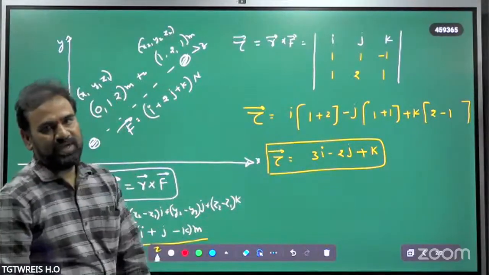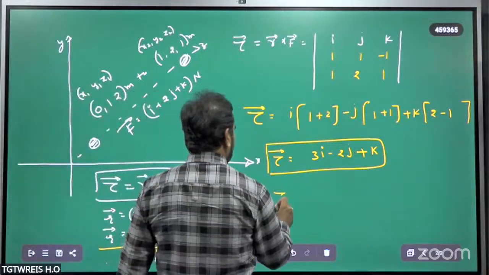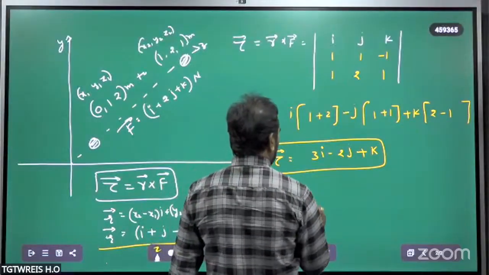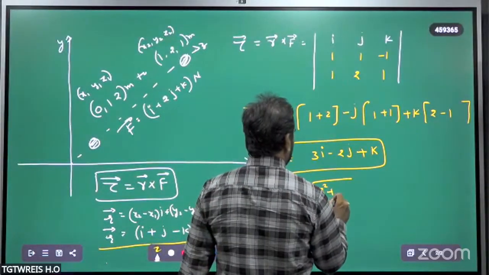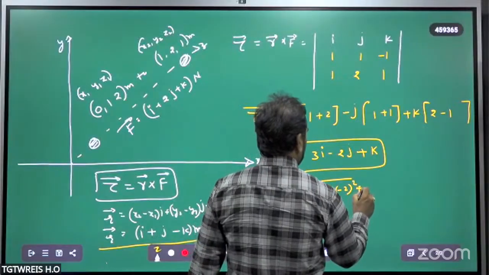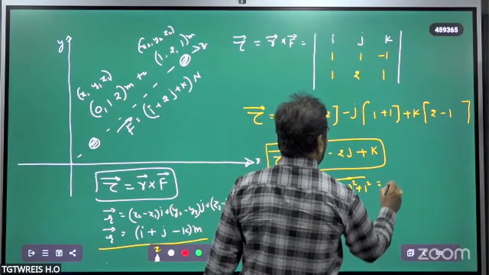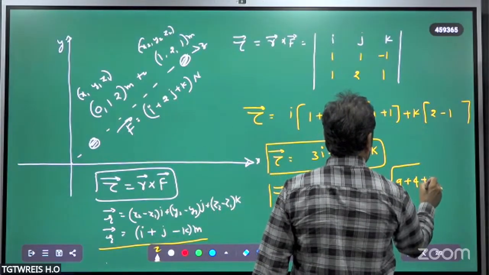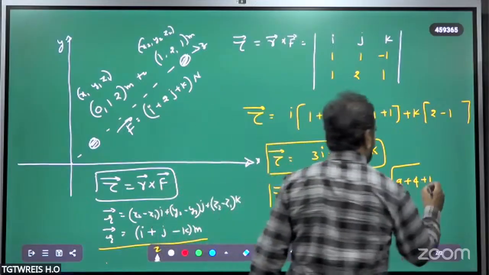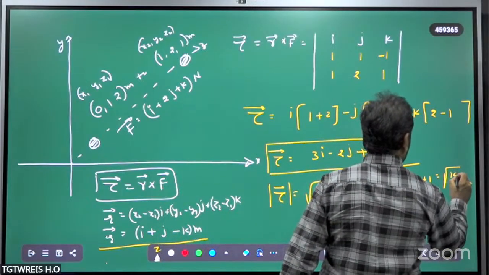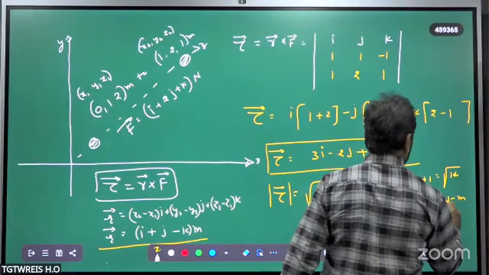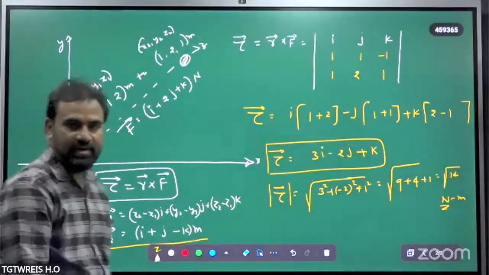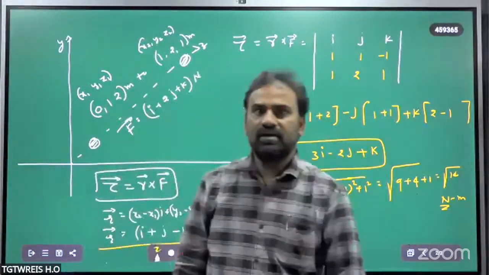What is the magnitude of the torque? The magnitude of torque, mod of torque, is equal to root over 3 square plus minus 2 square plus 1 square, that is equal to root over 9 plus 4 plus 1, which equals root 14 newton meters. So this is the torque acting on the particle. Understood? This is how you can calculate the torque.